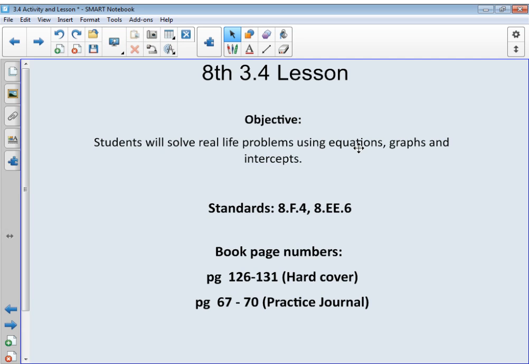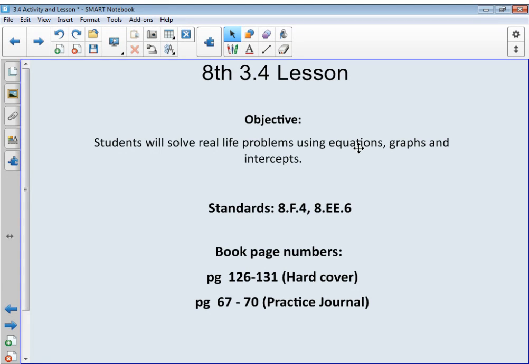Okay, this is 8th grade lesson 3.4. Our objective today, students will solve real life problems using equations, graphs, and intercepts. The standard covered in this lesson is 8F4 and AE6. The page numbers are 126 through 131 out of the hardcover book and pages 67 through 70 out of the practice journal.